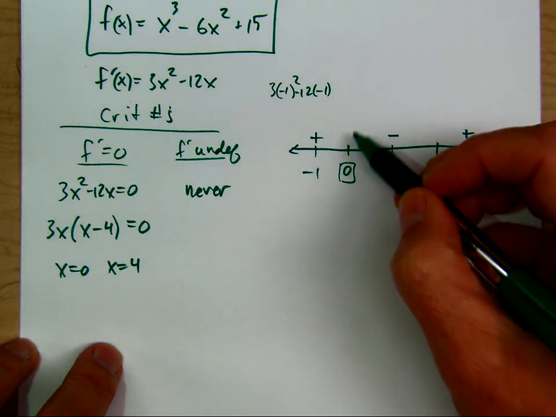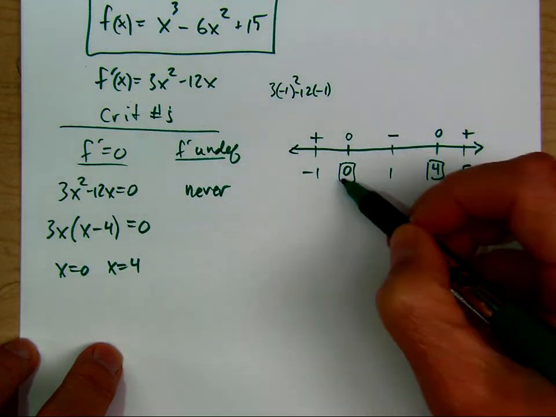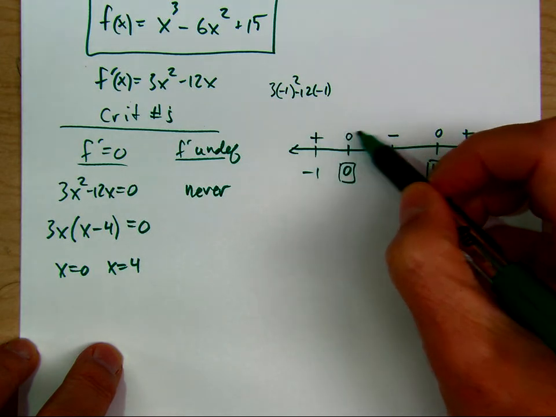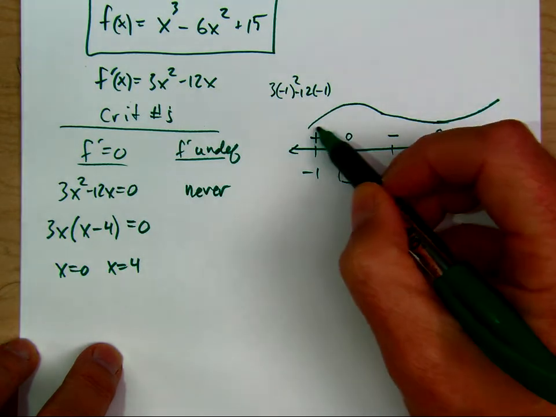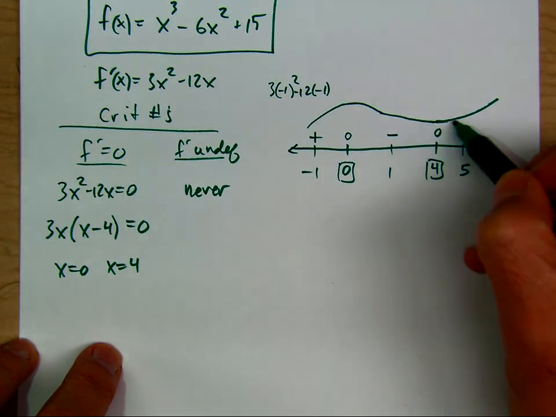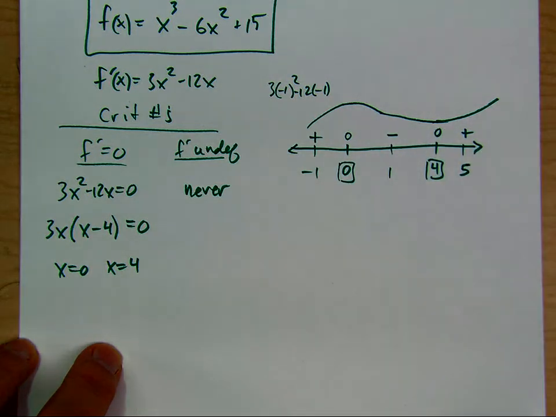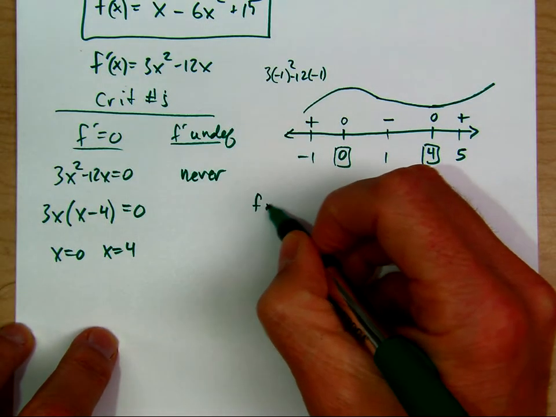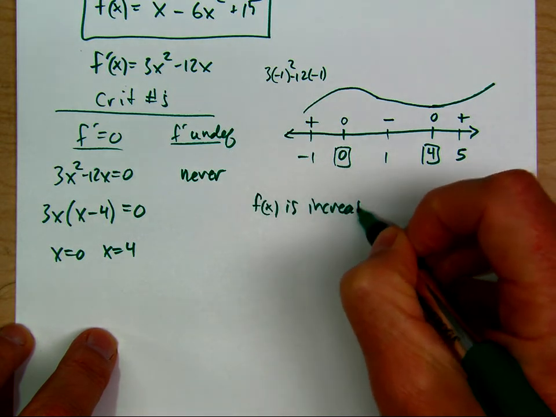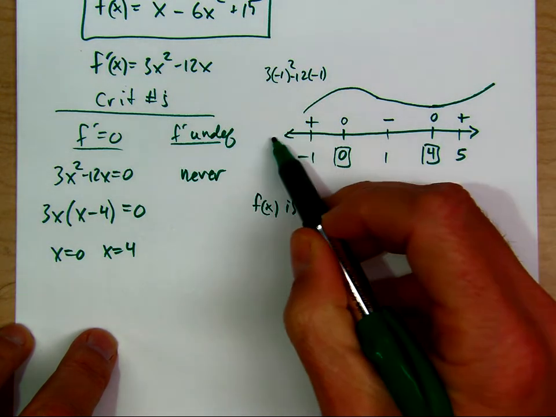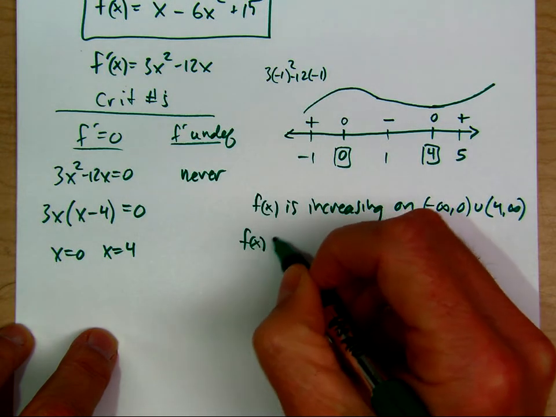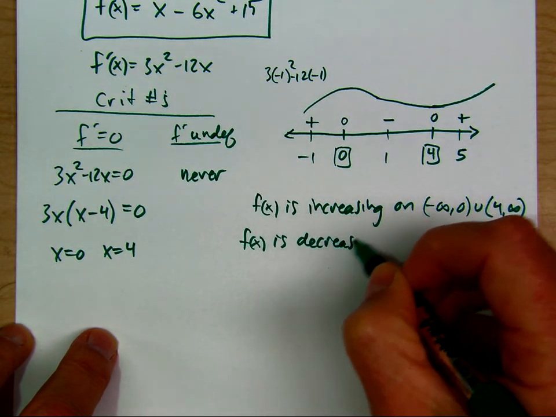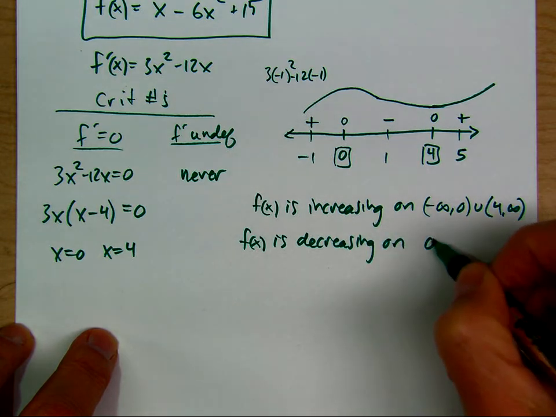So we know the graph has a slope of 0 at 0 and 4, and it's increasing, 0, decreasing, 0, increasing. Sorry about that. And we're going to say f of x is increasing on -infinity to 0. It's also increasing from 4 to infinity. Decreasing on 0 to 4.